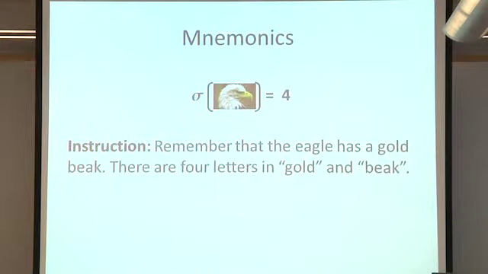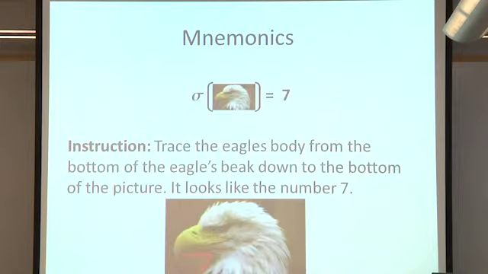OK, and I would argue that mnemonics can make this process easier. So for example, if your random mapping said that the image of the eagle should map to the number 4, you might tell the user to remember that the eagle has a gold beak, and that there's 4 letters in the word gold, 4 letters in the word beak. Similarly, if this image happened to map to the number 7, you might tell the user to trace out the number 7 underneath the eagle's beak.